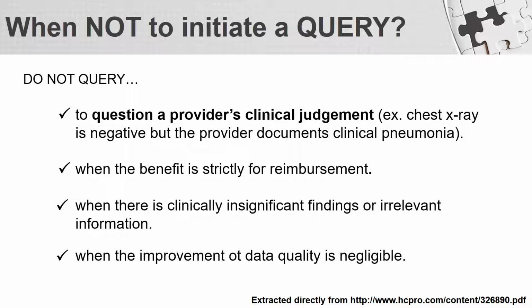Do not query when the benefit is strictly for reimbursements. Do not query when there is clinically insignificant findings or irrelevant information. And do not query when the improvement of quality data is negligible. So although there may be times that you are reading a diagnosis or an encounter record, and you can just think of multiple different things that could have been worded differently or could have been included, that generally are, but were not in that encounter. That's okay. You just have to have the reasoning. You just have to have justification for the reason that you are coding what you're coding.